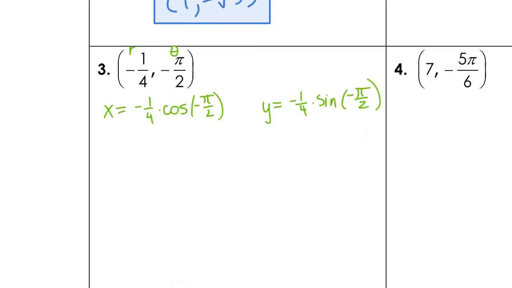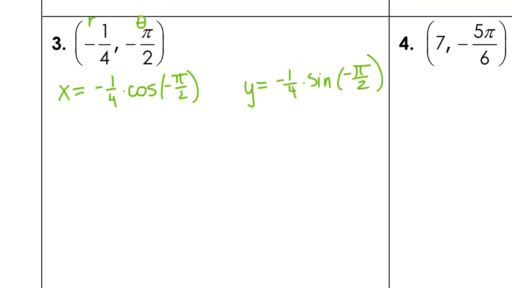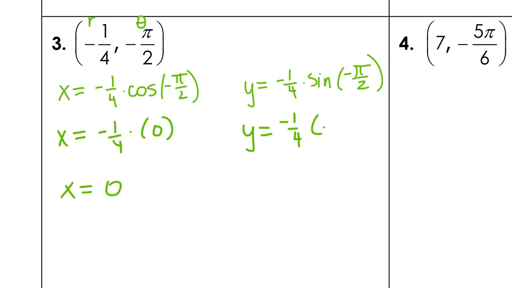Okay, so back here, I still have my negative 1/4, but I'm going to multiply that by 0 because we're replacing. Anything times 0 is just 0. And then for y, we're replacing sine of negative pi over 2 with a negative 1. Negative times a negative is going to turn that into a positive 1/4. So my rectangular coordinate that matches with that polar coordinate is 0 comma 1/4.